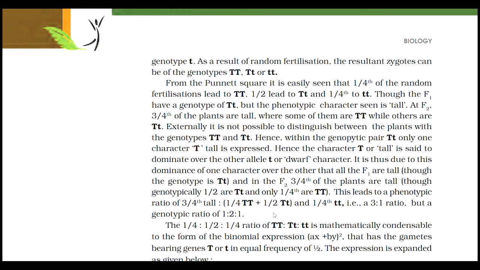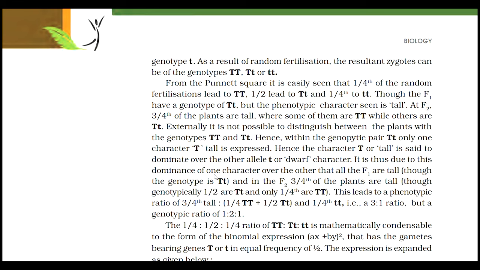Though the F1 have a genotype of capital T small t, the phenotypic character seen is tall. At F2, 3/4 of the plants are tall, where some of them are capital T capital T, while the others are capital T small t. Externally, it is not possible to distinguish between the plants with the genotypes capital T capital T and capital T small t. Hence, within the genotypic pair capital T small t, only one character, capital T, tall, is expressed. Hence, the character capital T, or tall, is said to be dominant over the other allele, small t, or dwarf character.